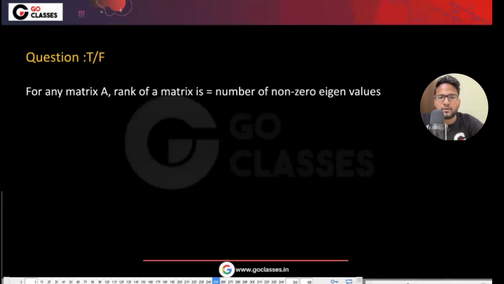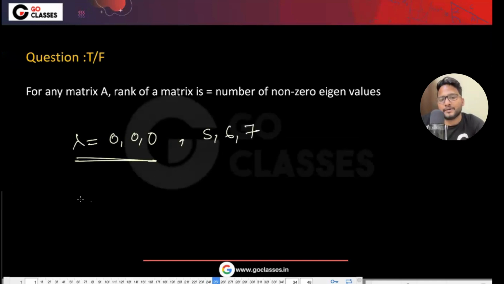Now, let's see this particular question. For any matrix A, the rank of the matrix is equal to the number of non-zero eigenvalues. What do you think? For example, let's suppose lambda is repeating 3 times, 0, 0, 0, and then it is 5, 6, 7. Tell me the rank of matrix A. Or maybe let me call it 10, just to not have 7. So 5, 6, 10.